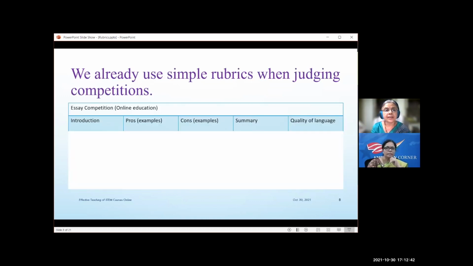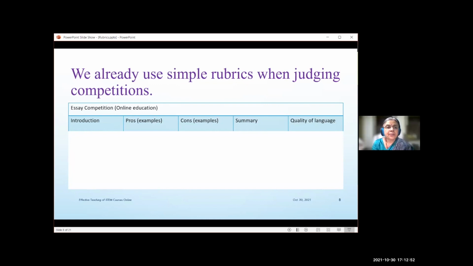So here it is. So we have already all used rubrics. I'm sure all of you have judged some kind of competition. Let's say there's an essay competition now I have for my students, which says write an essay on online education. So maybe I want to give marks on these 5 points, right? How well is the introduction? Have they given examples of advantages and disadvantages? Have they summarized it as a final verdict, and how well they have written it?